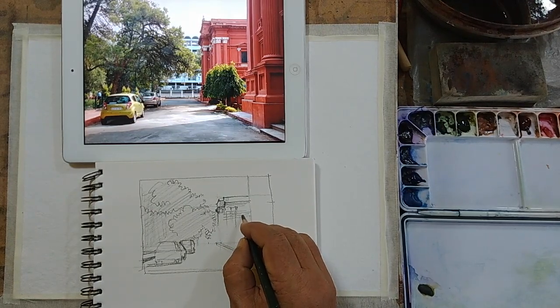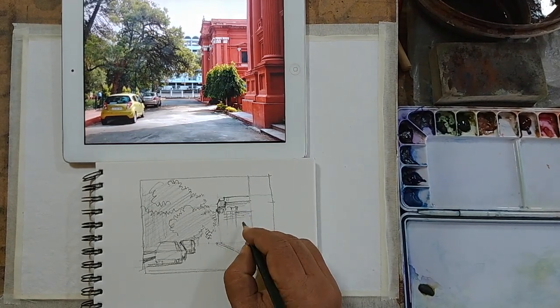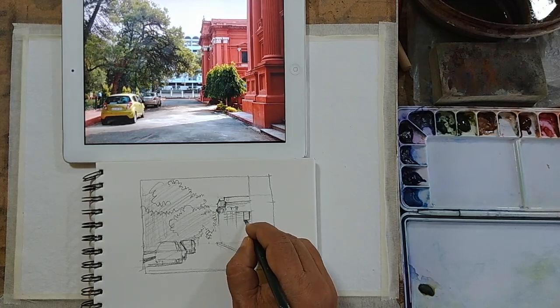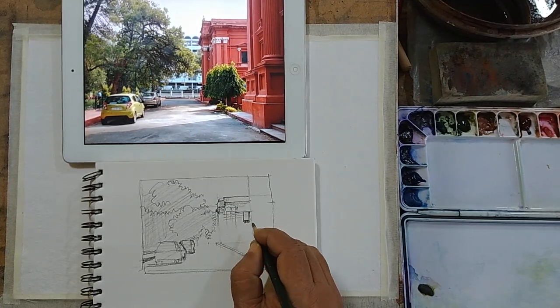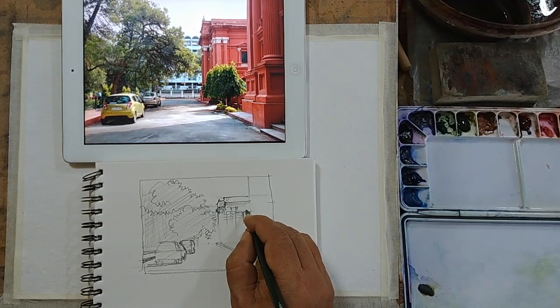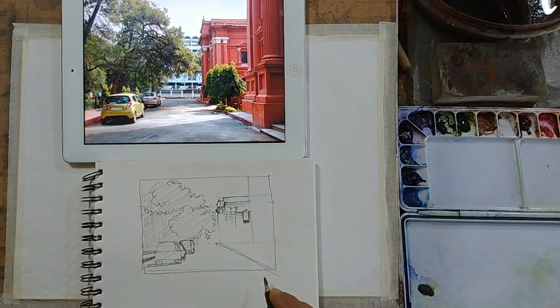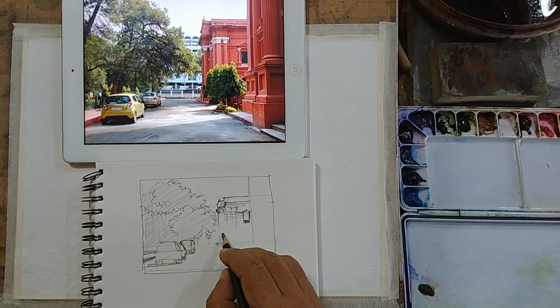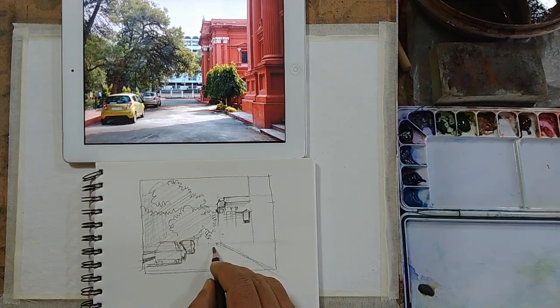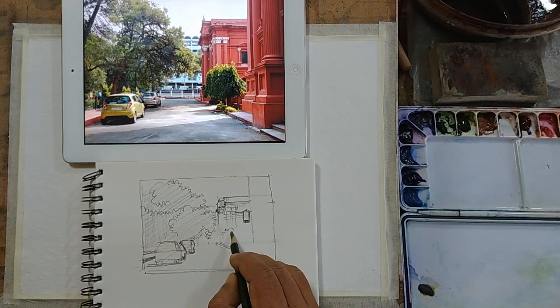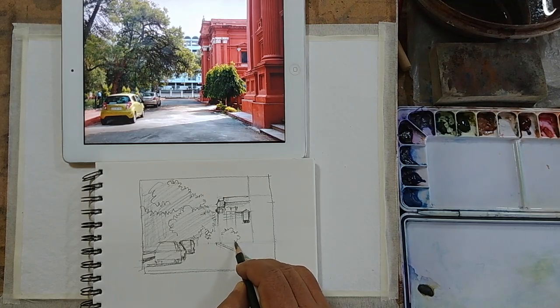Now here, if you really want to go for the details, you can see a little bit of some window seen here. Okay, something is here, and here you will find that there is somewhere up to here. You have this some bush kind of thing.